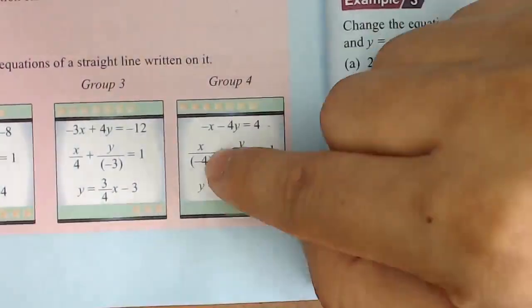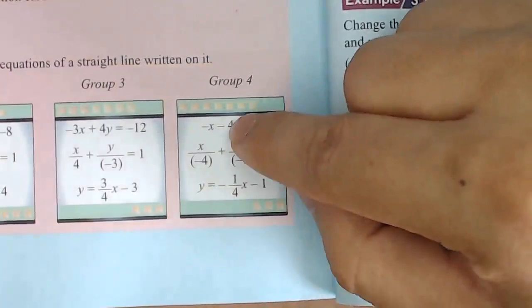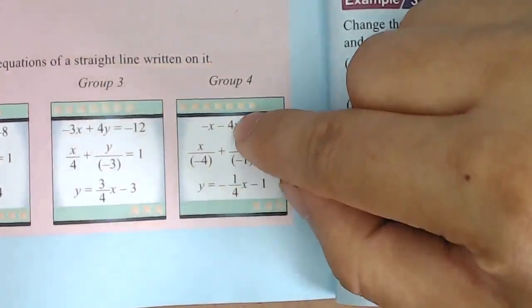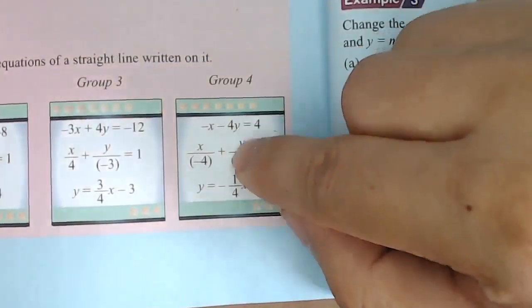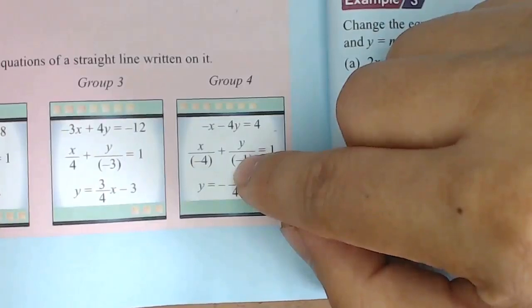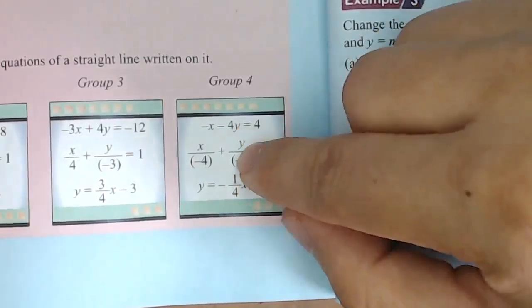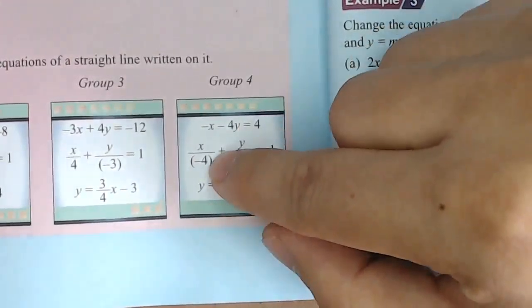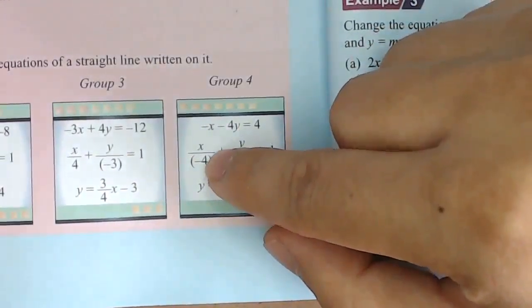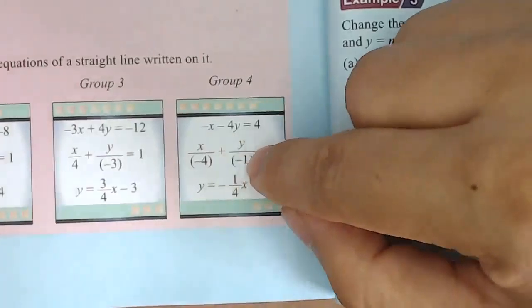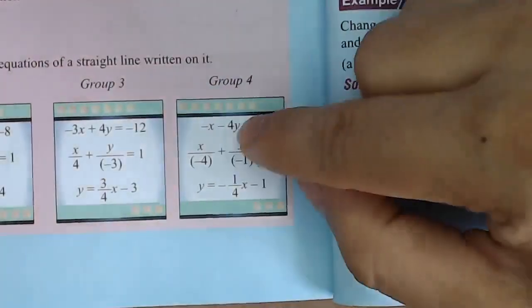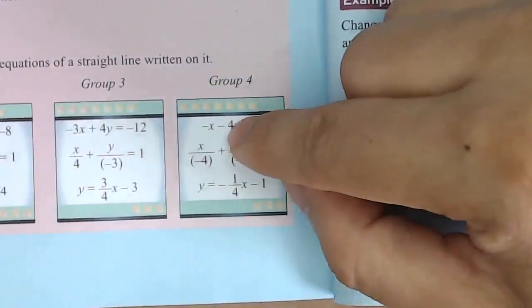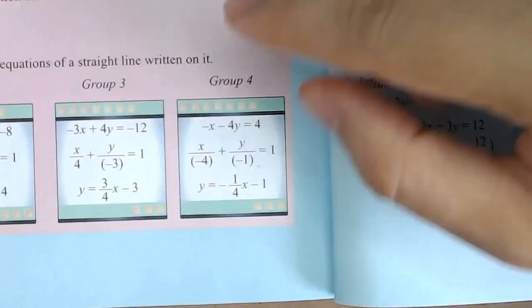Okay, so the idea is, with these two forms, we're going to be able to detect the same things, that is where the straight line intercepts the x-axis and y-axis. Okay, in this form you need to interchange.